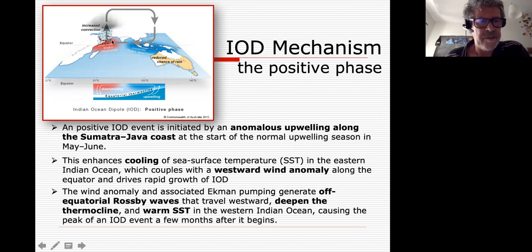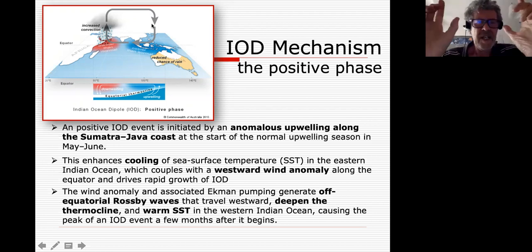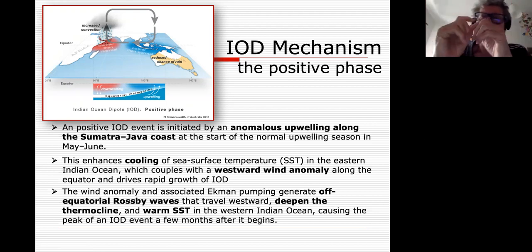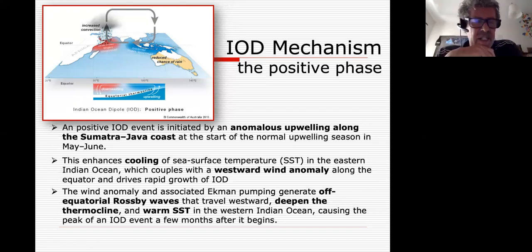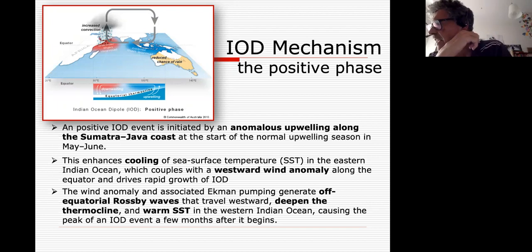So we have stronger trade winds and increased convection, more rain, and aloft we have the return wind in the opposite direction. This is the coupling between atmosphere and ocean. It is similar, and a similar mediation of the anomaly through off-equatorial Rossby waves is also found as in ENSO.